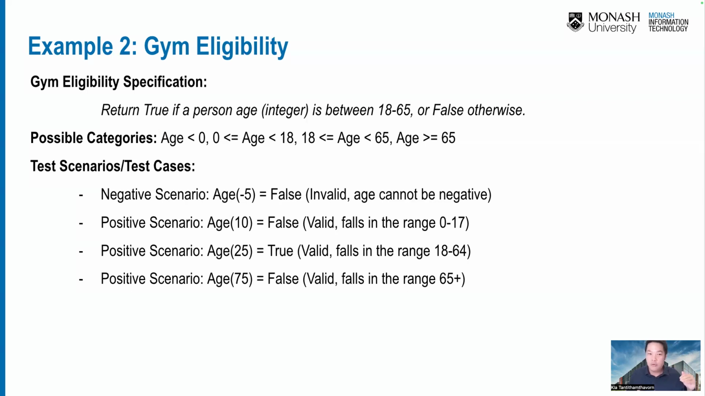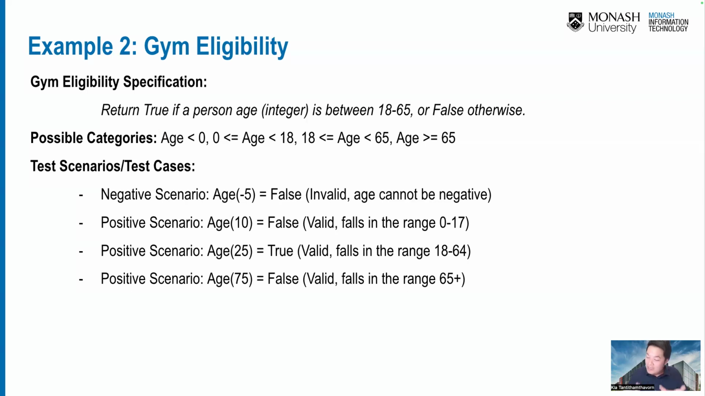Okay, so that's the requirement. This function should return true if a person is aged between 18 and 65, otherwise false. So basically it just returns Boolean values, either true or false. If we know the requirement here, right, this is the range, and then we can break the range into 4 possible categories. So that means we should test the age less than 0 as well. That's a negative scenario, right? Because no one can be younger than 0. And then we need to test the age between 0 and 18, okay? And it should return false because this person is ineligible, okay?